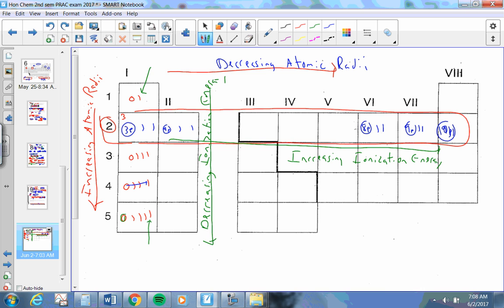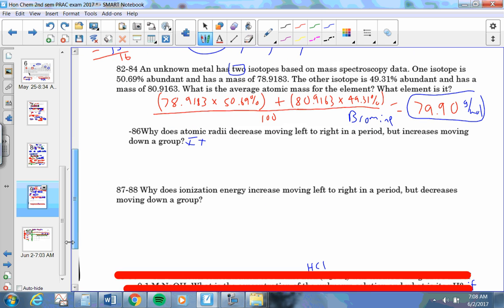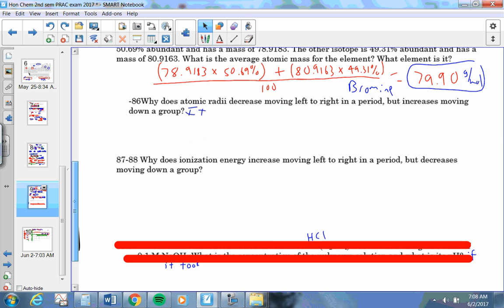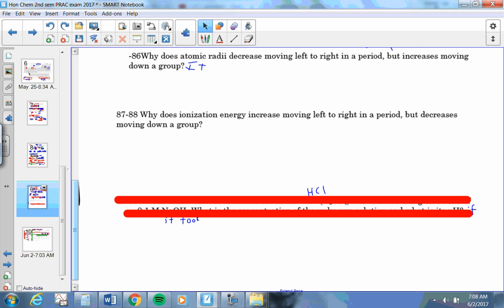If I'm going back to read this one: why does ionization energy increase moving left to right, but decrease moving down? I wrote, it takes more energy to steal electrons if they are closer to the nucleus. As the radius gets bigger going down, it is further from the nucleus and takes less energy. As the radius gets smaller going left to right, it takes more energy. And like I said, we're crossing off this last one. That should do it.